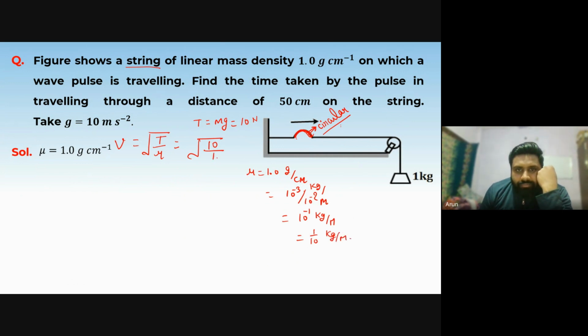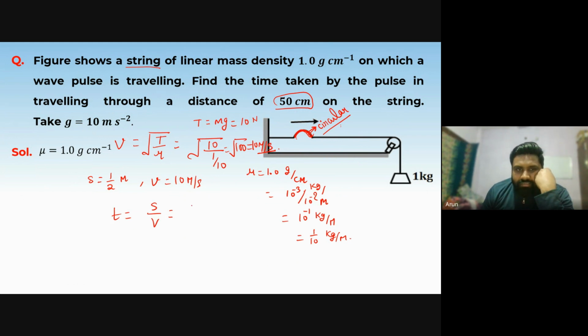If you put the value 1 by 10, this will become 100. Square root of 100 is 10. 10 meter per second is the speed of the wave. Now, how much distance has it traveled? It has to travel 50 centimeter. 50 centimeter is nothing but half meter. So the distance to travel is 1 by 2 meter. Speed is given to you, 10 meter per second. So what you can apply is t is s upon v.